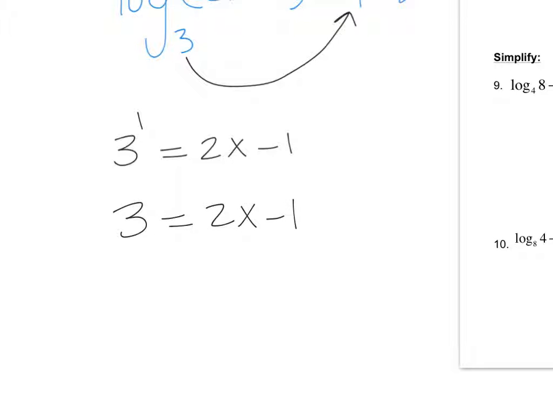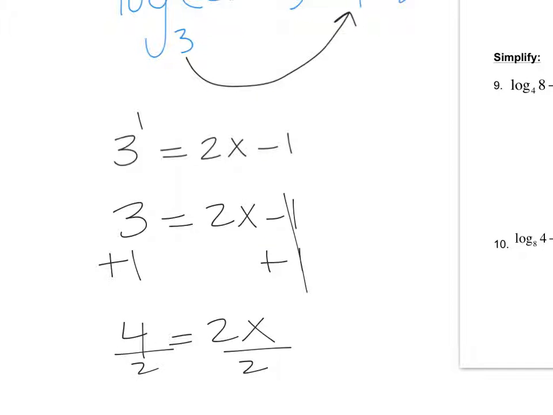To get x by itself, you add 1 to both sides. 3 plus 1 is a 4, equals 2x. Now you divide both sides of the equation by 2 and you get x equal to 4 divided by 2, which is 2. So that would be my final answer.